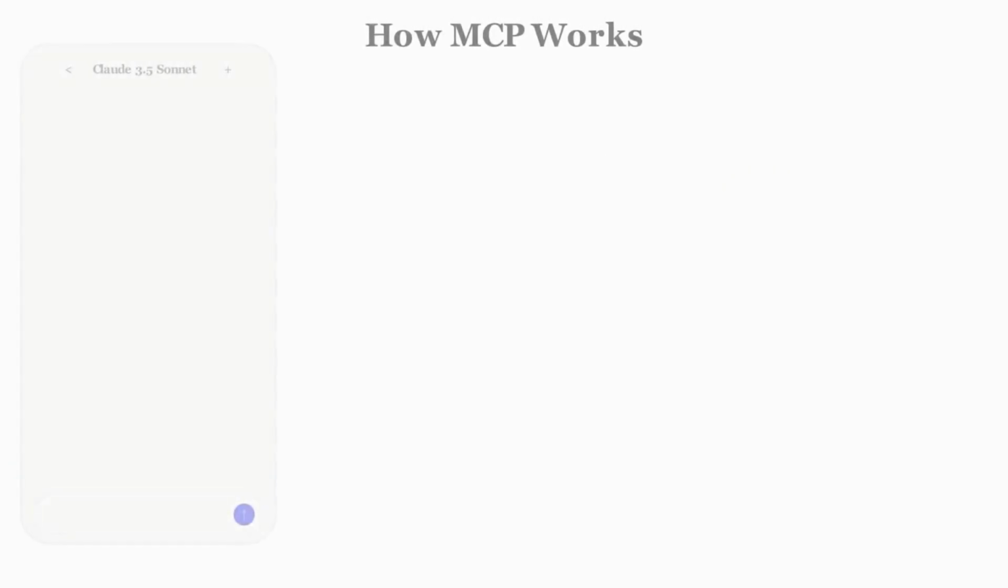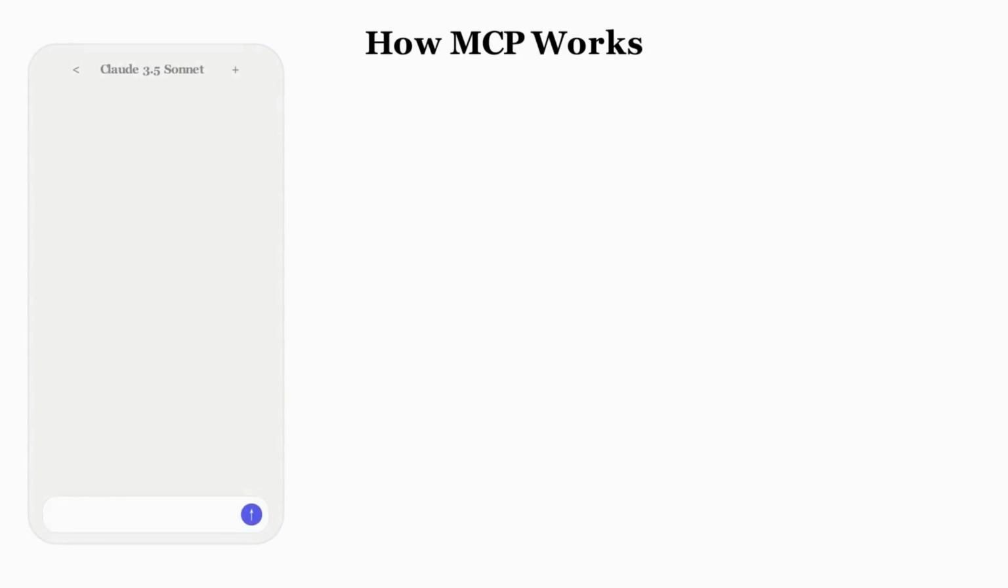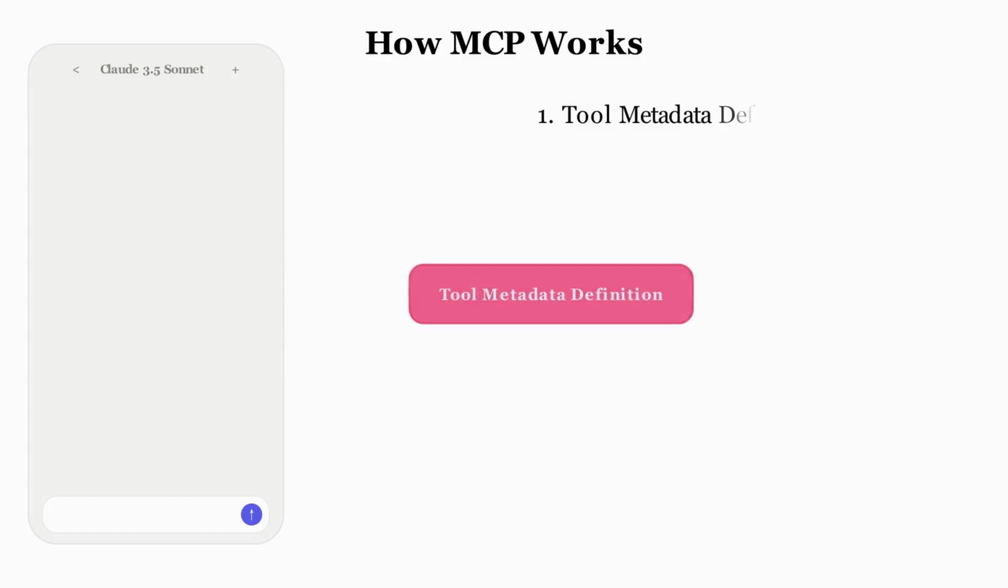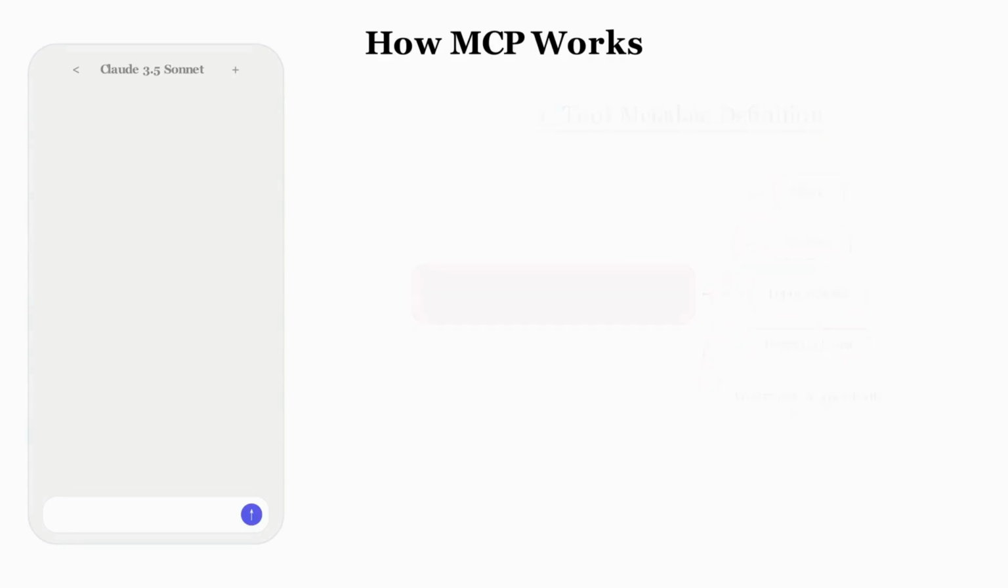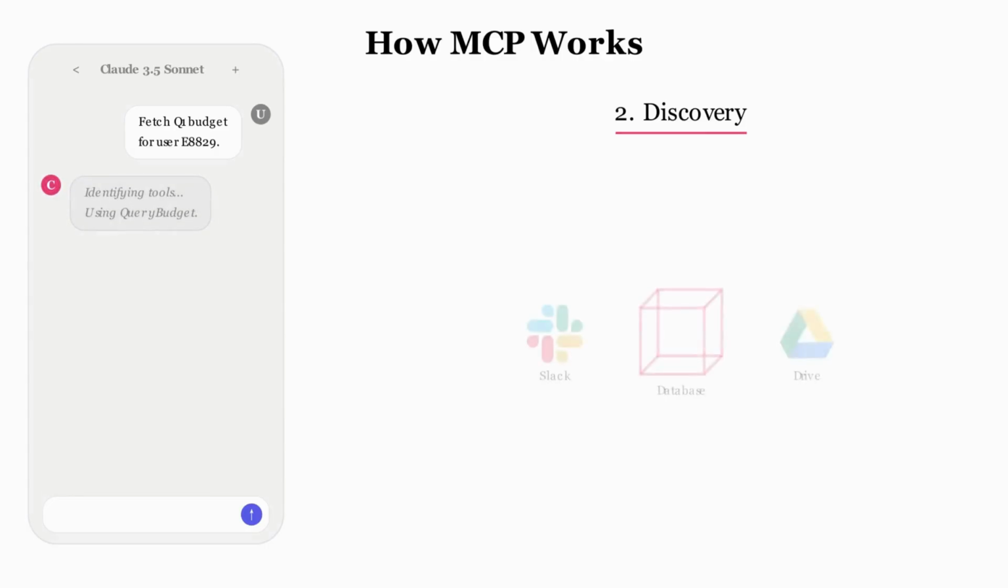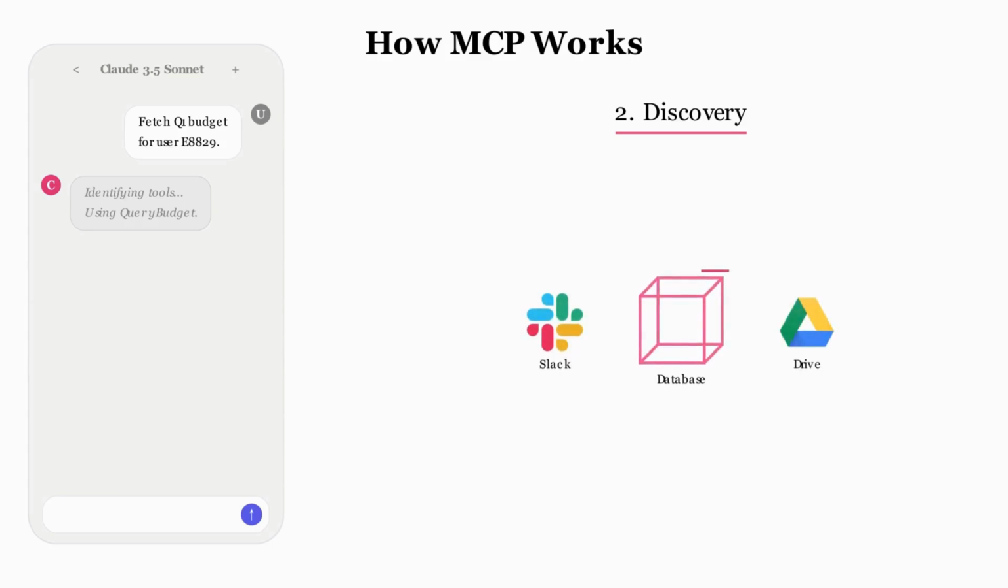But how does MCP work? At a high level, MCP involves 4 steps. First, tool metadata definition. Each tool describes name, purpose, input schema, output schema, constraints, and guardrails. This allows the model to reason about tool's capability. Second one, discovery. When a user query implies fresh data or computation, the model identifies which tool is appropriate, similar to how a developer selects an API after reading documentation.